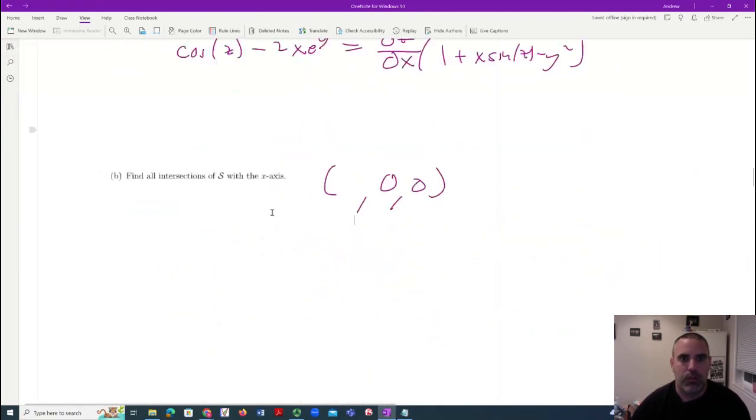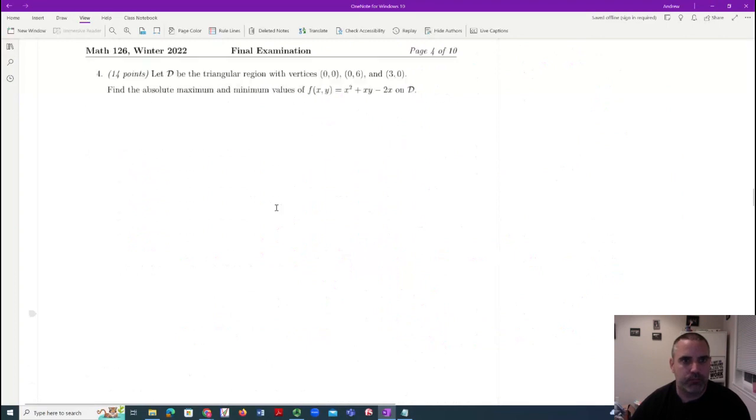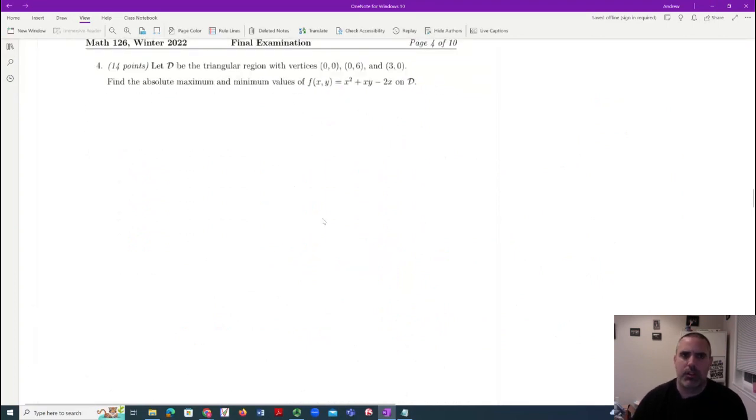So here's the winter 2022 final. Let D be this triangular region, find the absolute max and min. Okay, so draw the region. 0, 0, 0, 6, 3, 0. Here's the region. Done. And then ultimately we have four jobs to do.